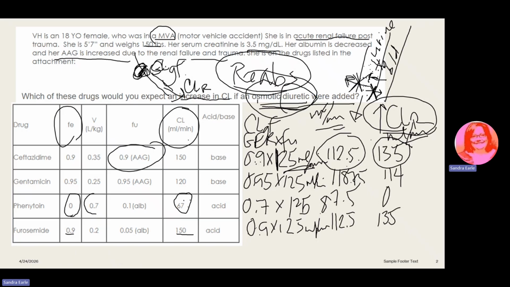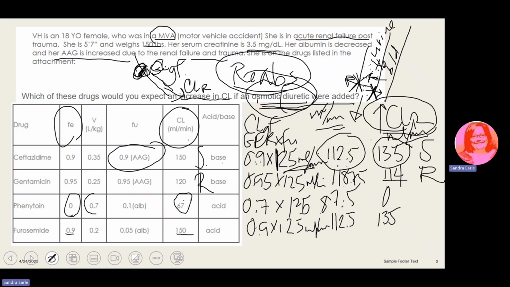So what's coming into the nephron is 112.5, and what's going out is 135. So drug must have been added, so this must be secreted. So this is a secreted base. And let's see, gentamicin is 18.75 coming in, but only 114 going out. So this is predominantly reabsorbed, isn't it? This has got drug going back into the blood.